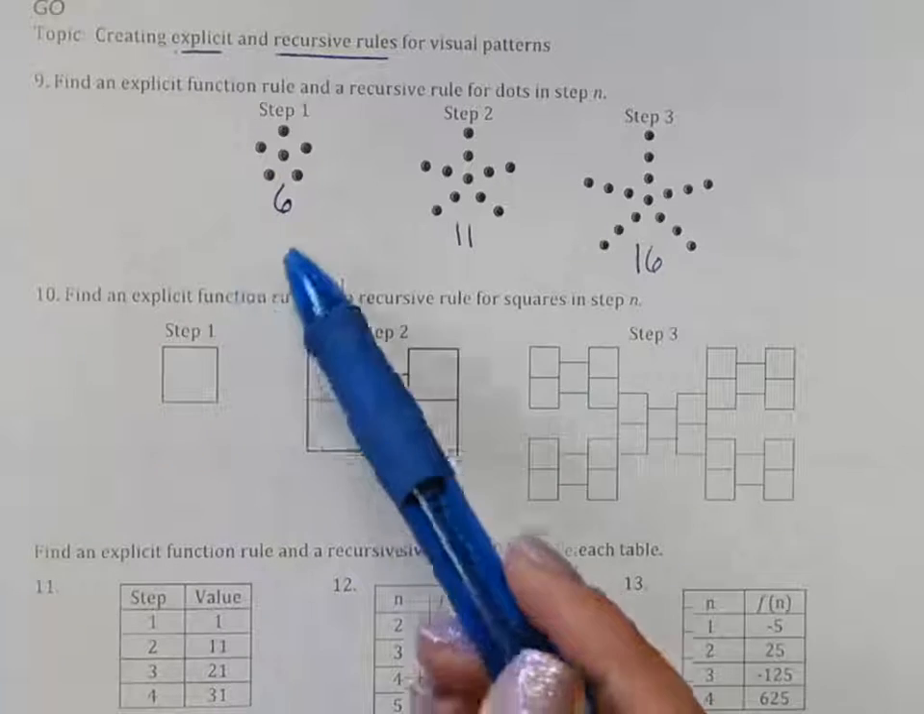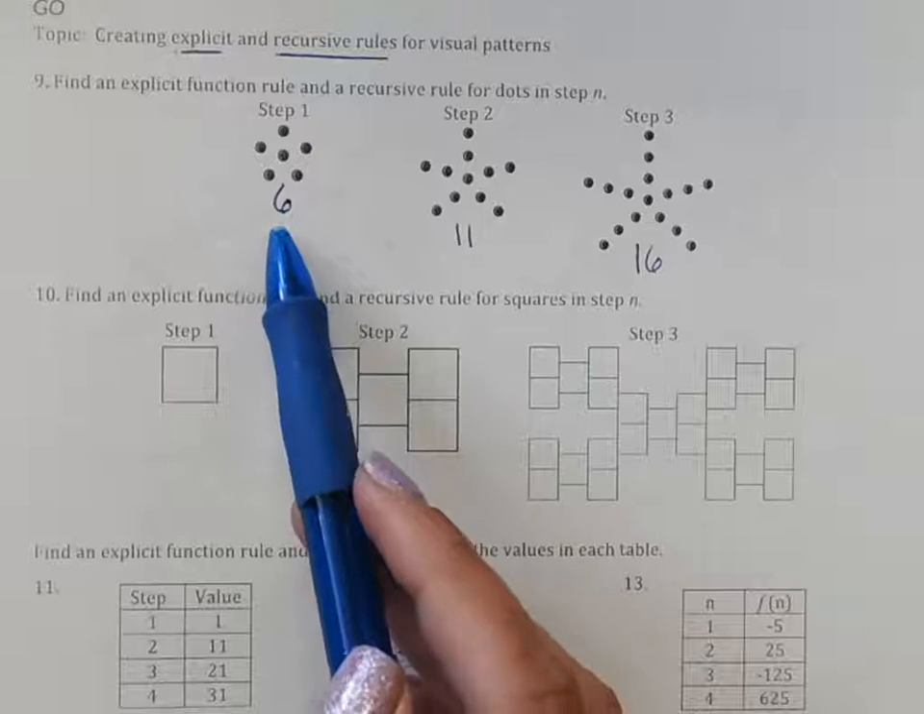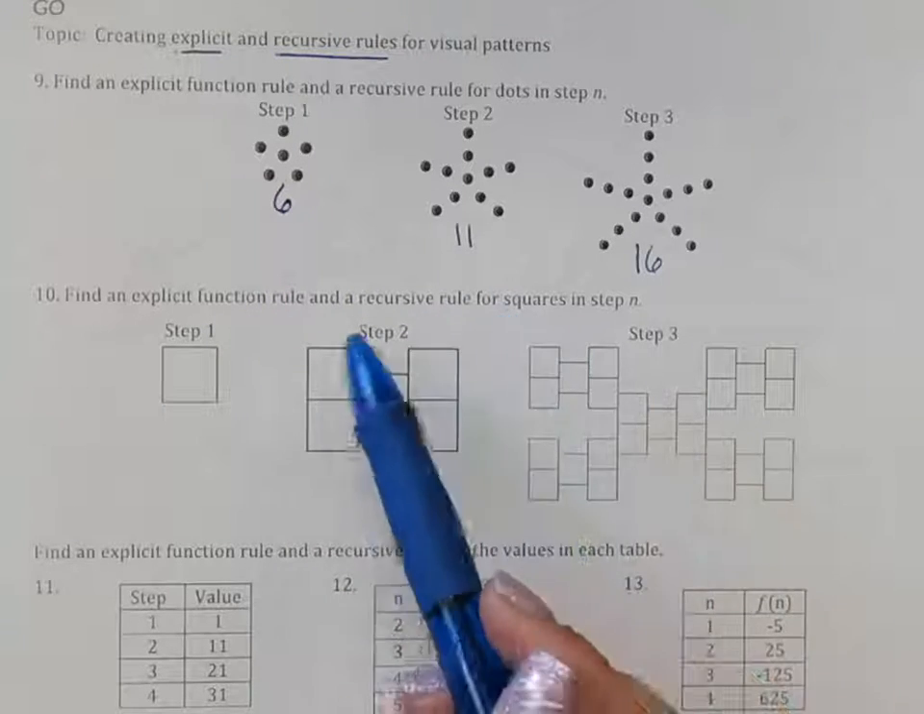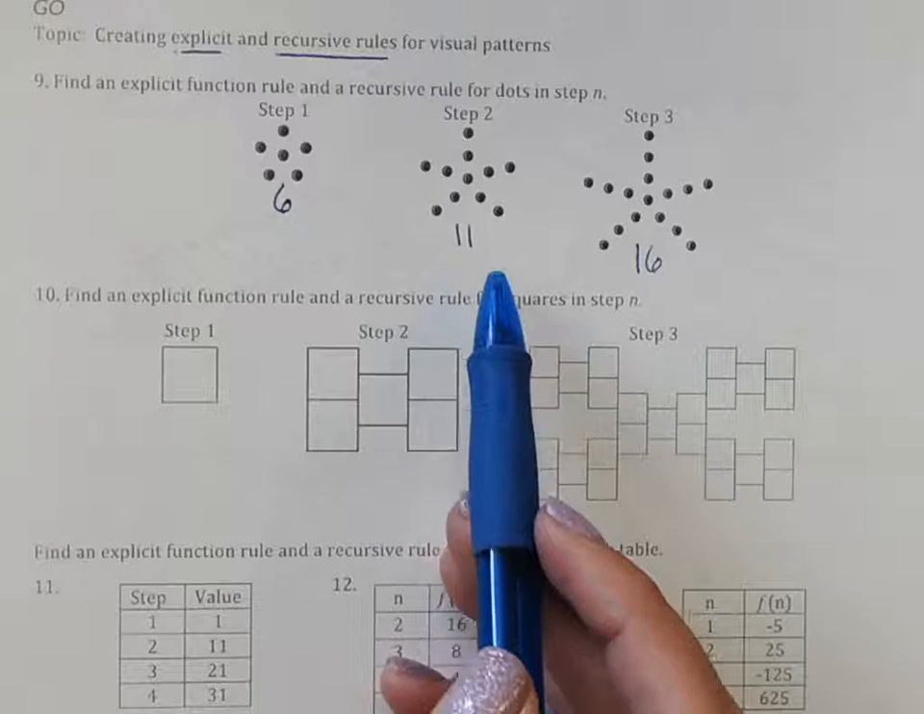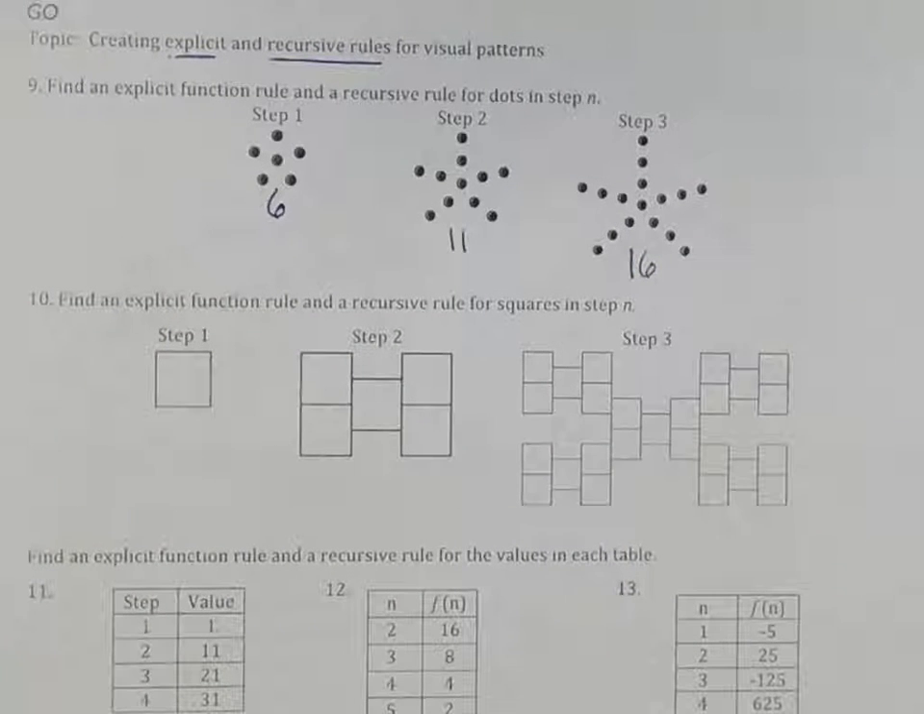Well, let's see. From 6 to 11, I can't think of an easy way to multiply that. So let's see. If I add 6 plus 5 is 11. Okay. Let's see if it works again. 11 plus 5 is 16. All right. So that is my rule. I am adding 5.